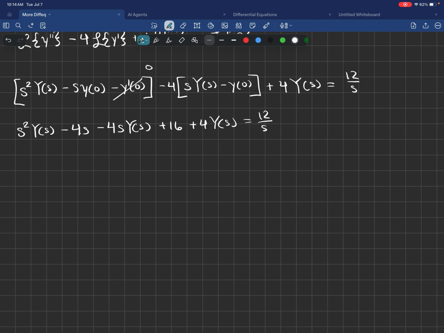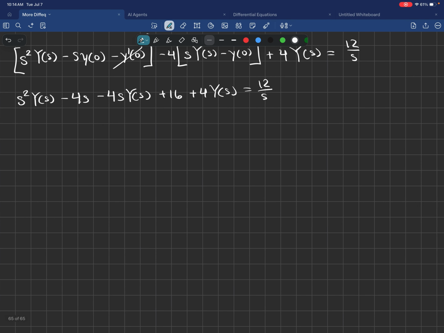So next step here is to isolate the Y of s. Our objective here is to solve algebraically for Y of s. So we're going to group all of the Y of s terms together on the left side and move everything else to the right side. So that's going to look like this.